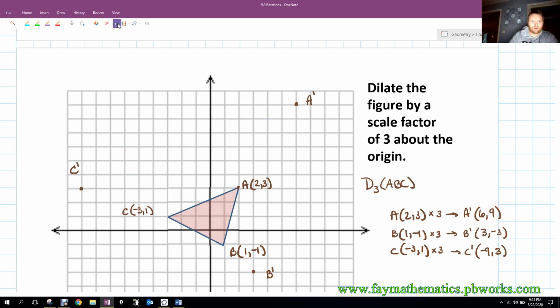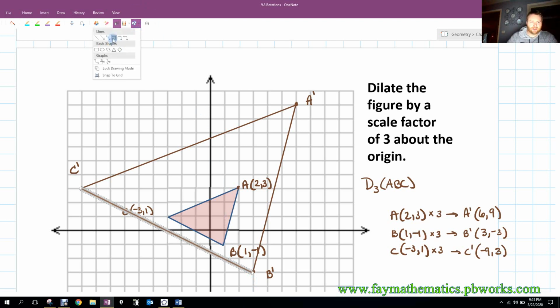Let's do it this way. So that's that, and our final one. And what's interesting about a dilation, to make sure that you've done this correctly, one thing to know is that if I go from A prime back to A and then back to the origin, there is going to be a line that connects those three.